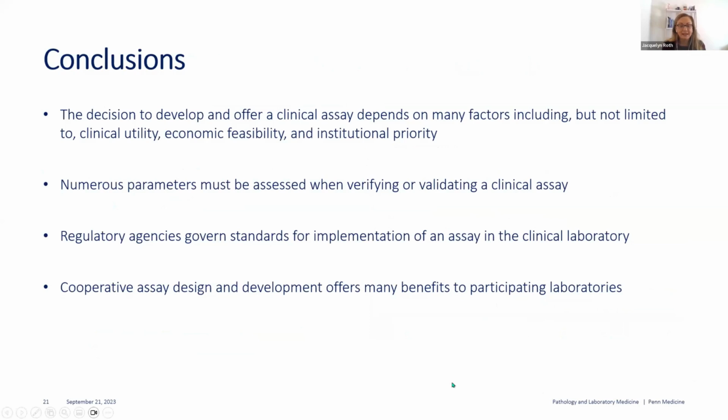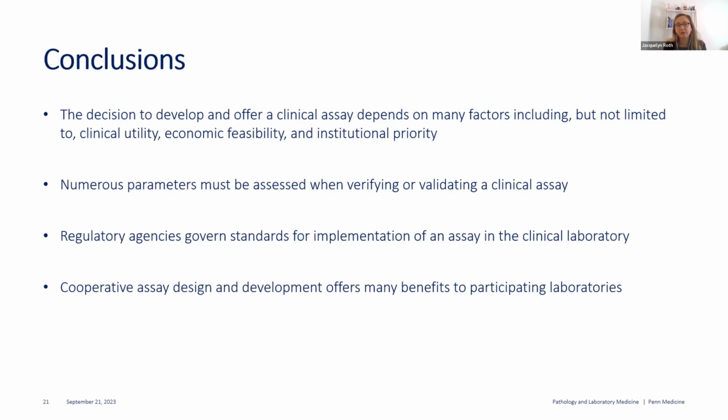So in conclusion today, I just wanted to review some of the things that we talked about today, and that when you're deciding to bring an assay from research and translate it into clinical care, there are so many things that you have to think about, including the clinical utility, the economic or cost of this assay, as well as if it is a priority of your laboratory or your institution. We have a huge list in our laboratory of assays we want to develop, and we keep having to rearrange priority based on our resources. So that's something you have to take into consideration.